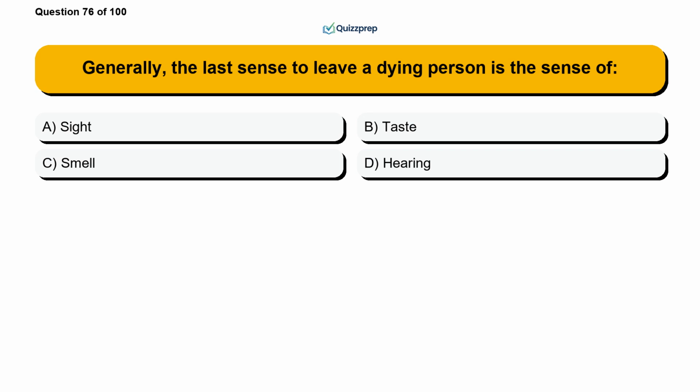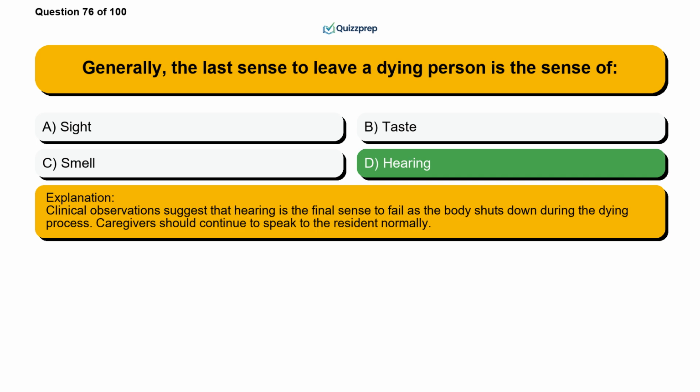Question 76. Generally, the last sense to leave a dying person is the sense of: Option A, sight. Option B, taste. Option C, smell. Option D, hearing. The correct answer is option D, hearing. Clinical observations suggest that hearing is the final sense to fail as the body shuts down during the dying process. Caregivers should continue to speak to the resident normally.